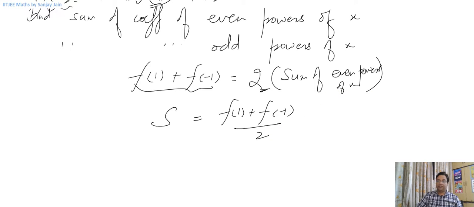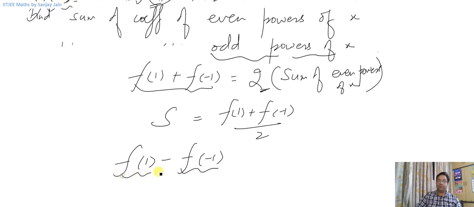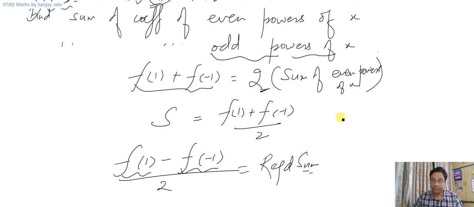Now consider this. If you want to find the sum of coefficients of odd powers of x, then you simply need to subtract. You will subtract f of minus 1 from f of 1, right? In this case, the coefficients of even powers of x will get cancelled, and now you have to divide it by 2 to get the required sum of coefficients of odd powers of x, right?